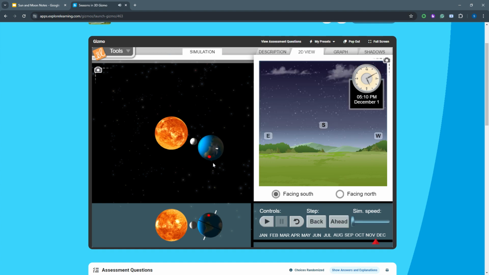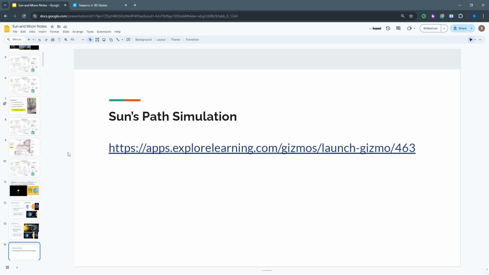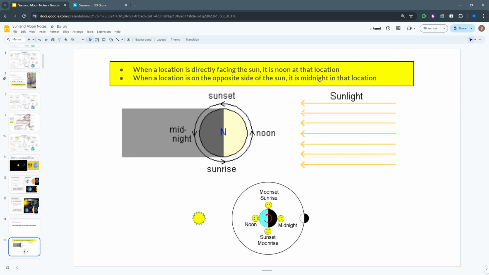And this was when nighttime is, when we're completely moved away from the sun's light. And when our location is completely opposite the sun, this is when we experience midnight. Now let's explore some other things. So this is what I just said.